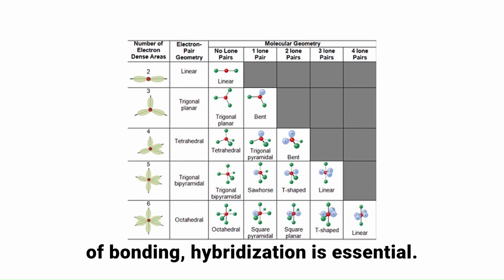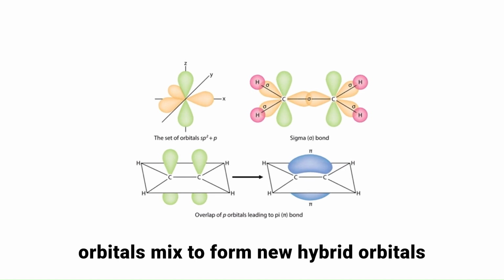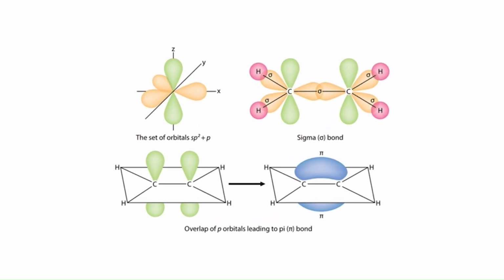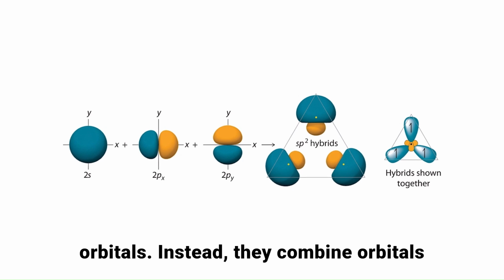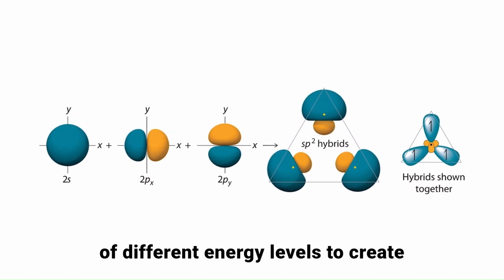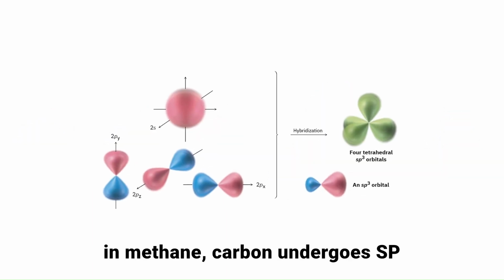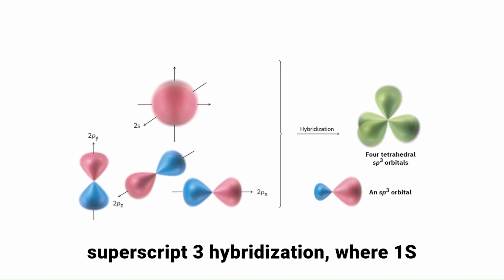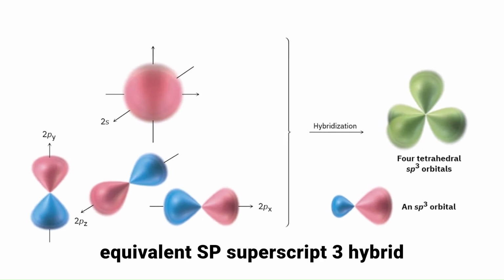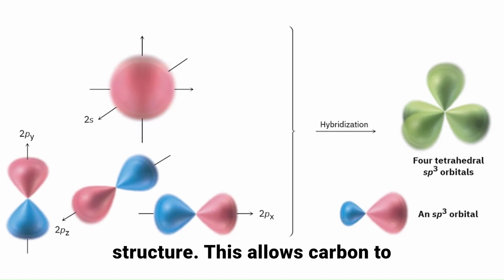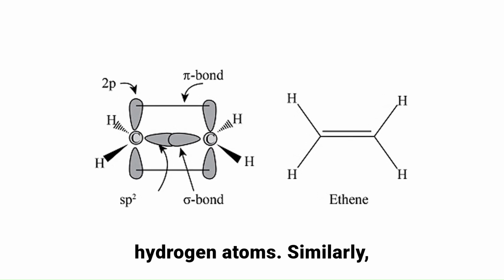Hybridization is the concept that atomic orbitals mix to form new hybrid orbitals that facilitate bonding in molecules. This mixing occurs because atoms do not always bond using their original atomic orbitals. Instead, they combine orbitals of different energy levels to create equivalent hybrid orbitals that better accommodate bonding. For example, in methane, carbon undergoes sp³ hybridization, where one s orbital and three p orbitals mix to form four equivalent sp³ hybrid orbitals, resulting in a tetrahedral structure. This allows carbon to form four identical sigma bonds with hydrogen atoms.